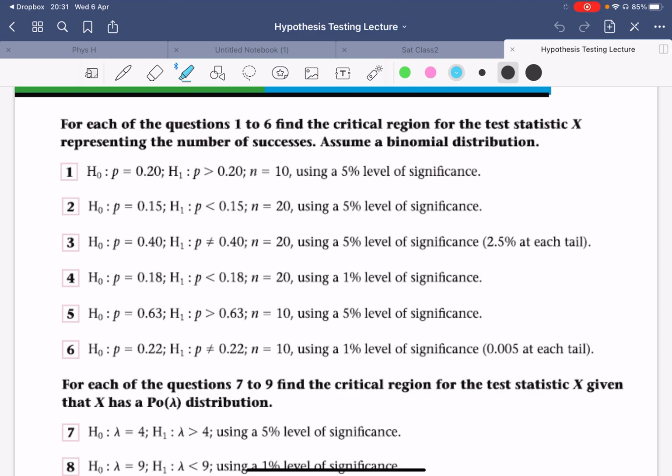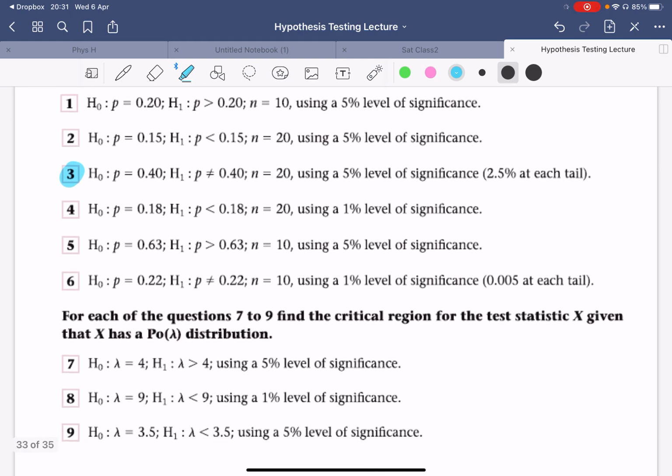Okay, let's see this question here. So I will do number 3 for you. Questions 1 to 6: find the critical region for the test statistic X, representing the number of successes. Assume that it's all binomial distribution. So let's look at number 3 here.